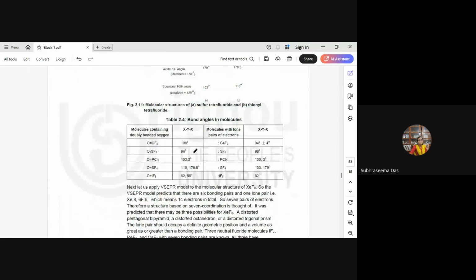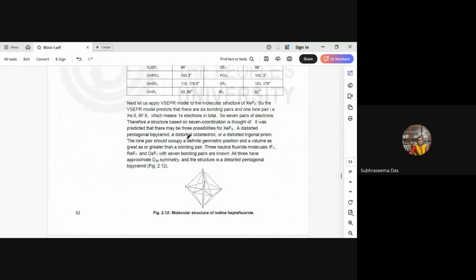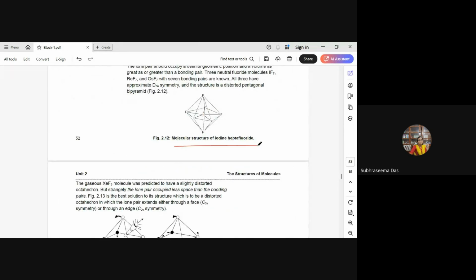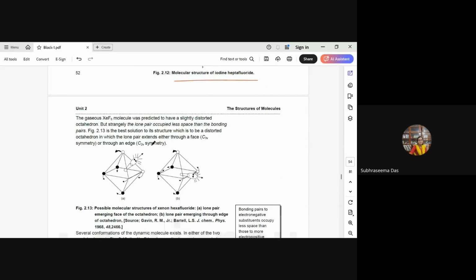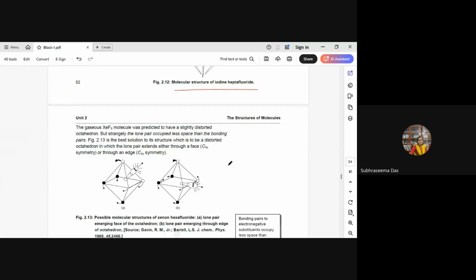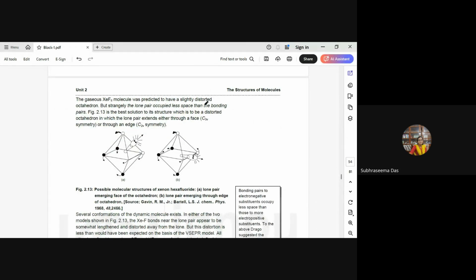Now here some of the molecules in sulfur compounds have been shown. The molecular structure of iodine heptafluoride, the gaseous XeF6 molecule, was predicted to have a slightly distorted octahedron, but the lone pair occupied less space than the bonding pair. So in the figure for XeF6, the best structure is a distorted octahedron in which the lone pair extends outwards through a face, that is C3v, or through an edge, C2v symmetry.